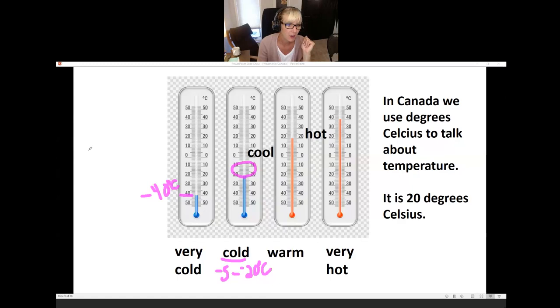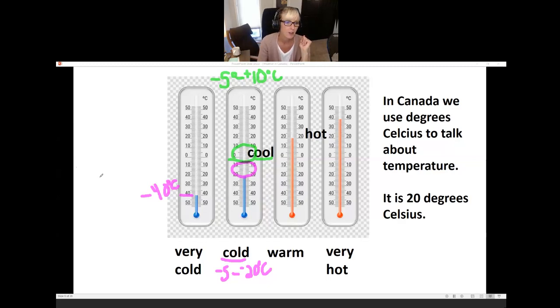If I look here, maybe from minus 5 to plus 10 degrees Celsius, I say that's cool. Okay, it's cool. So far I have very cold, cold, and cool.